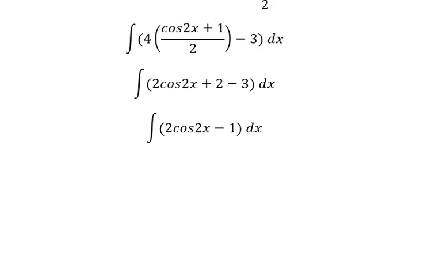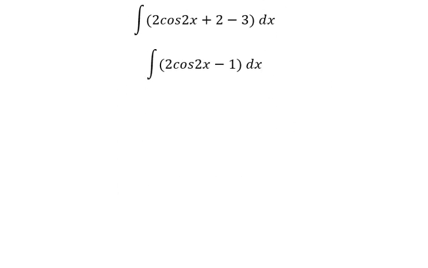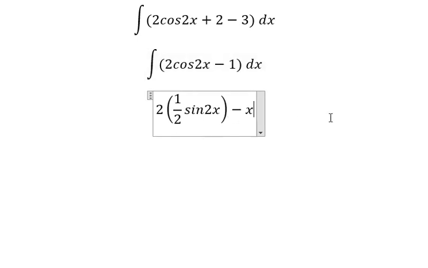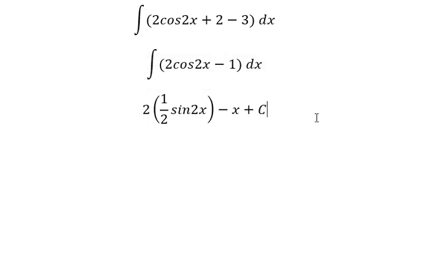And now we have the final answer. The integration of cosine 2x, we have 1 over 2 sine 2x. The integration of number 1, we have x, and now we put plus c. Number 2 divided by 2. And this is the final answer.